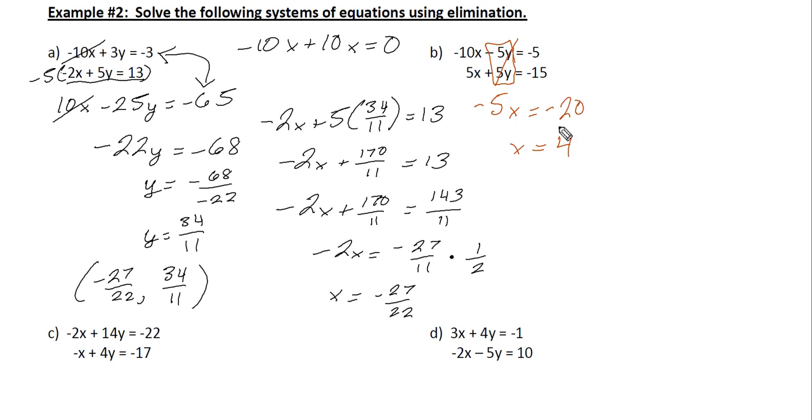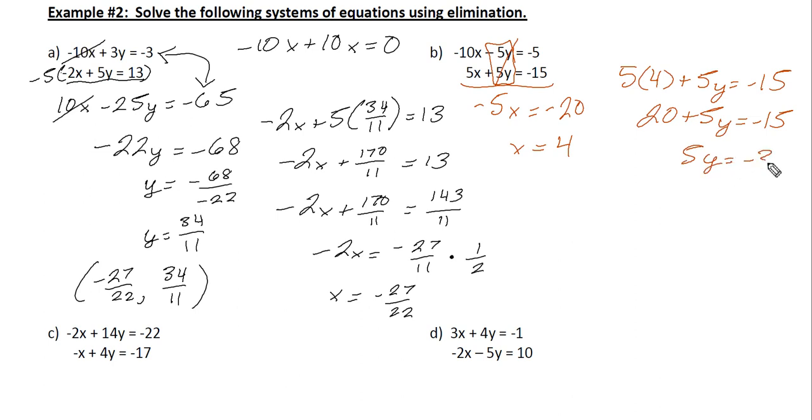All right, then from there, all we have to do is plug that 4 into either one of these equations. It's up to you. It doesn't matter which equation, you'll still get the same value for y in the end. So I'm going to plug it into the second equation. So we would have 5 times 4 plus 5y equals negative 15. All right, so that's 20 plus 5y equals negative 15. Subtract 20. We get negative 35. And then divide by 5, and we get negative 7. So our solution here is 4, negative 7.